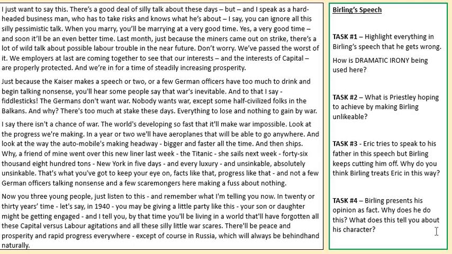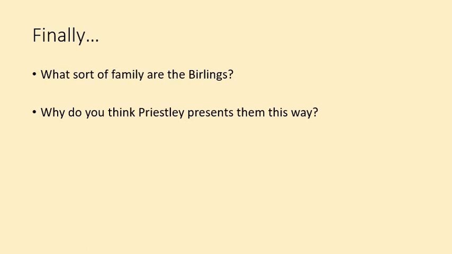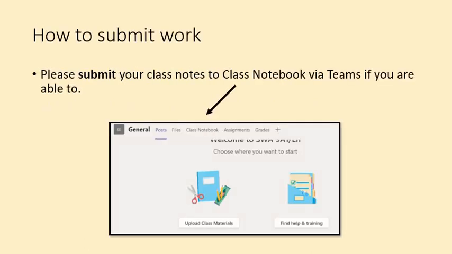So, if you didn't pause as I went through, pause it now so you can write your responses. Okay, the final thing I want you to consider for this lesson is what sort of family are the Birlings? How would you characterise them? For someone that's never looked at the play or hasn't read the stage directions, how would you explain the Birling family to that person? And why do you think Priestley presents them this way? I'm not going to talk any more about that because I'd like you to think about that. Last thing.